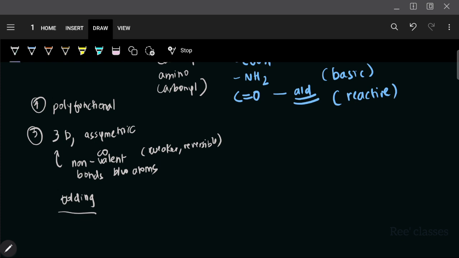Okay. So this can be hydrogen bonds, it can be ionic bonds, the van der Waals forces, hydrophobic interactions. All those come under non-covalent bonds. Might be useful to actually note it down. Okay, hydrogen bonds, ionic bonds, van der Waals, and hydrophobic interactions. All of these are non-covalent.